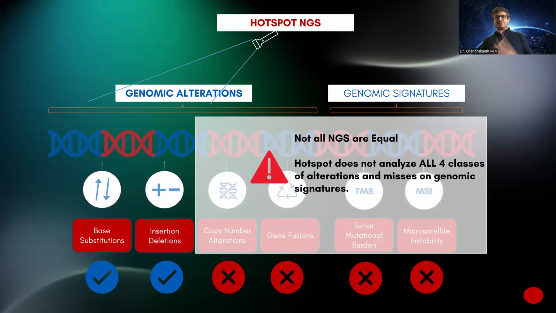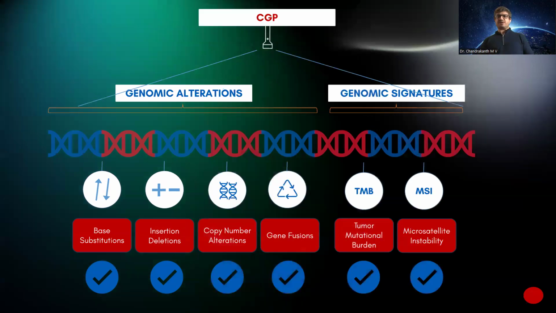To just differentiate between a hotspot NGS and a comprehensive genomic profiling, a hotspot NGS specifically looks at base substitution and insertion deletion. But picking up a copy number alteration or a gene fusion or a TMB or an MSI is not in the domain of hotspot NGS. But a CGP can pick up all types of genomic alterations: base substitution, insertion, deletion, copy number alterations, gene fusions. Along with that, a TMB and an MSI can be picked up by a CGP.